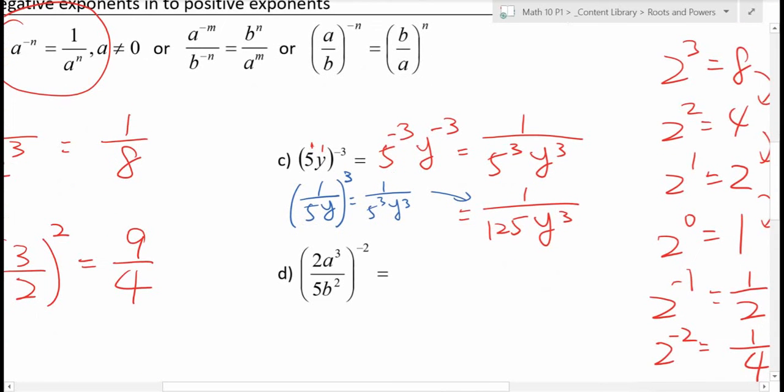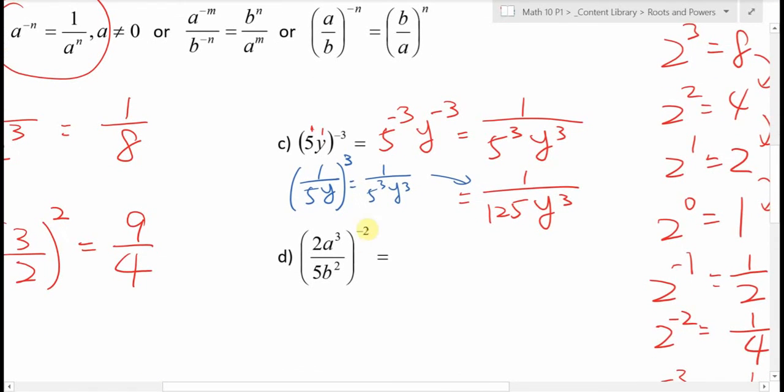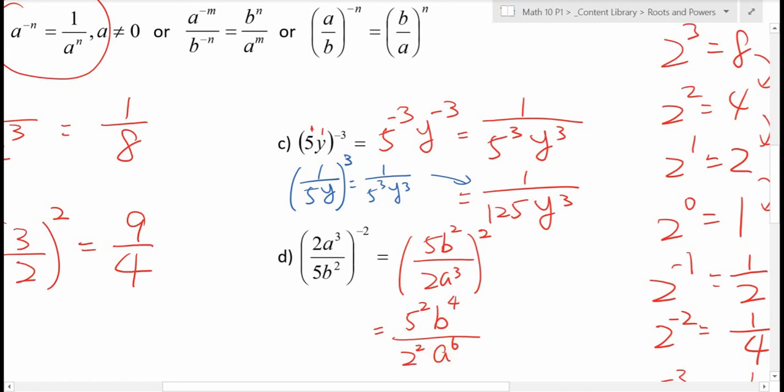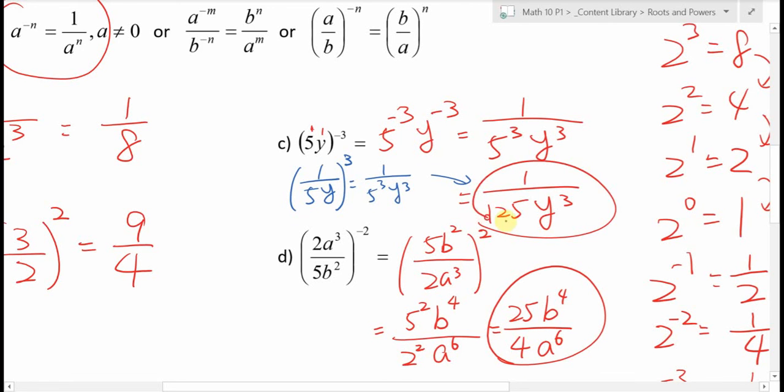Okay, part D, and actually for part D, I'm going to do it that way. Again, I see a negative exponent, so right away, I'm going to flip the fraction. So 2a cubed goes to the denominator and 5b squared goes to the numerator, and I still have the square. And now I just need to square everything inside the bracket. So that's 5 squared, b to the power of 4 because it's 2 times 2. Again, this is the power of a power scenario. 2 squared, and a to the power of 6. Again, that's 3 times 2. Now we can evaluate this quickly. 5 squared is 25. b to the 4 is still b to the 4, and 2 squared is 4, and a to the power of 6 is still a to the power of 6. So that's the answer.